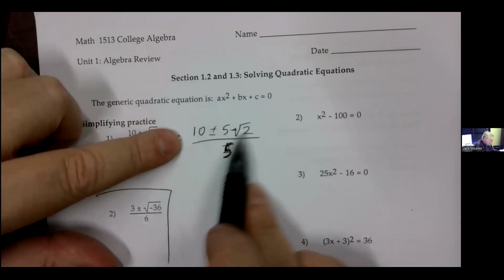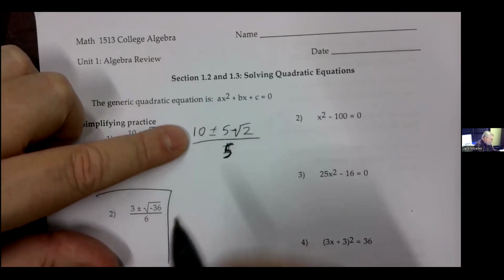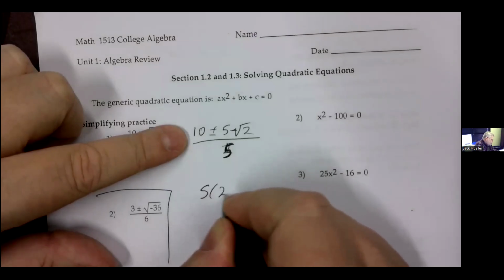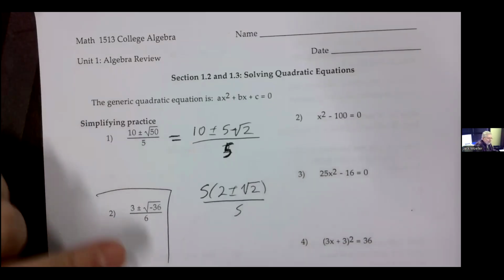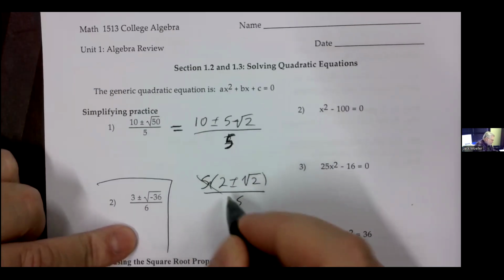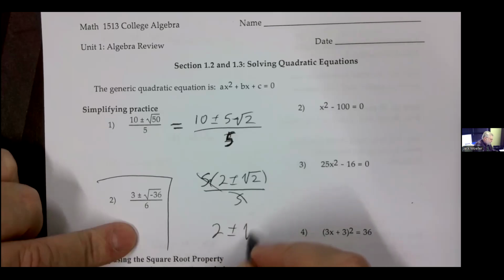what we do up here with this binomial is we can factor out the GCF of 5. That gives 5 times (2 plus or minus square root of 2), over 5. Then, since that's a factor, you can divide out the 5s. That would be 2 plus or minus square root of 2.